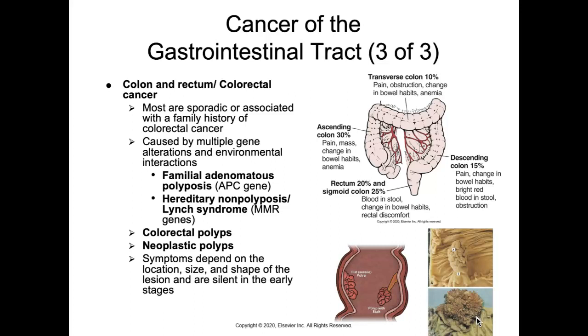The symptoms are going to depend on the location, the size, and the shape of the lesion, and tend to be silent in the early stages. For diagnosis, if someone has the hereditary polyposis, then they are going to start screening early on with colonoscopy and remove the polyps when we find them, and can also use the fecal occult blood test and fecal immunochemical tests. For most people, we're going to start screening and doing colonoscopies at 45 years old, and we want to repeat that every 10 years.